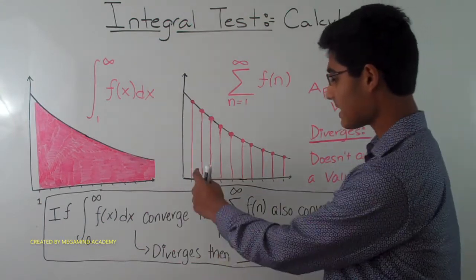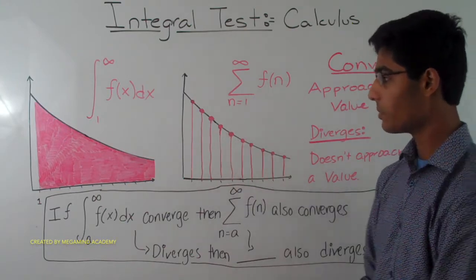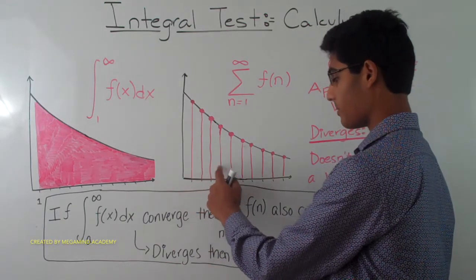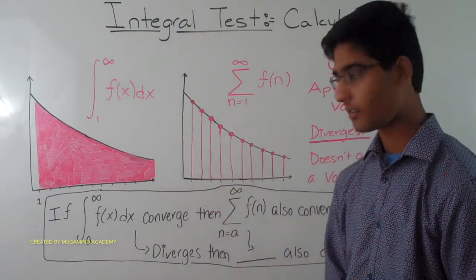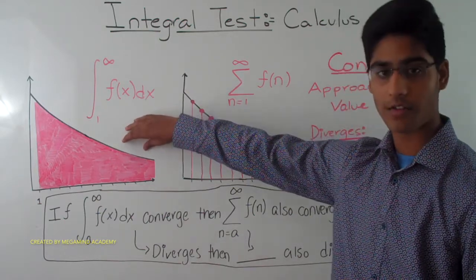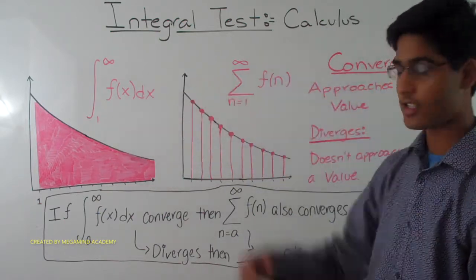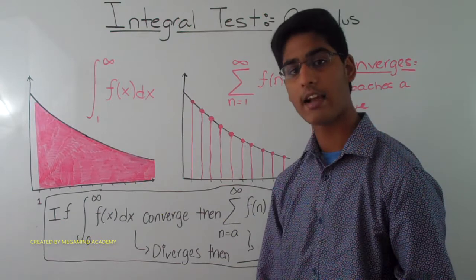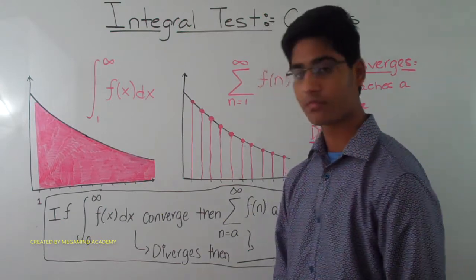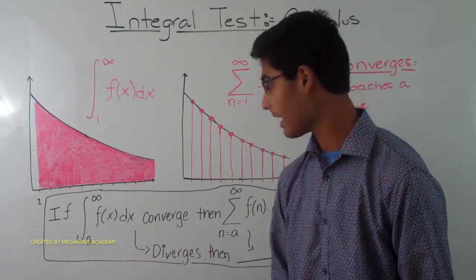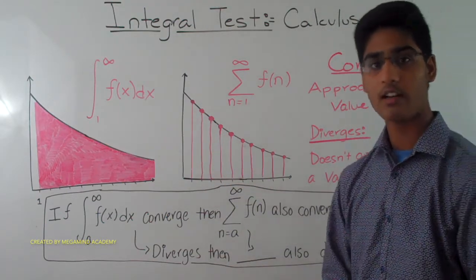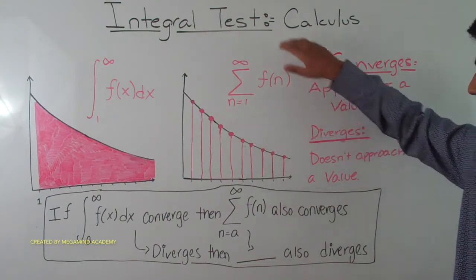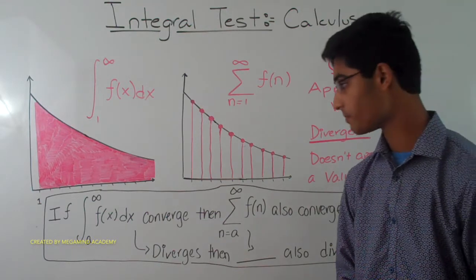So what does that mean? Well, this total area here, whatever we're trying to find, would be the total area under the graph, minus these values in between. So what does that mean? It means that if the integral converges, then this also converges. How? Well, if the integral converges, then this is approaching some finite value, so the area under the curve is a finite area. A finite value minus some area, which is this area in between, will result in another finite area. Therefore, this sum is also finite, which means that it converges.